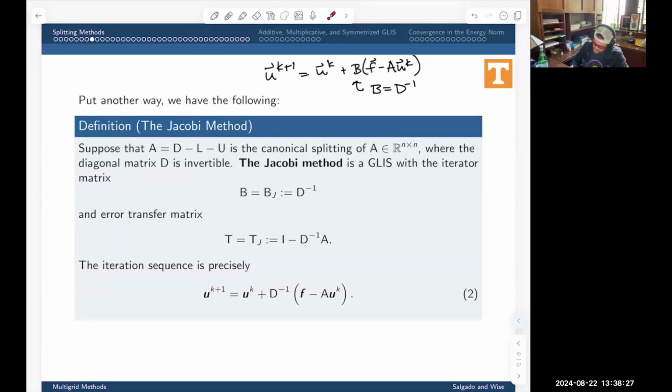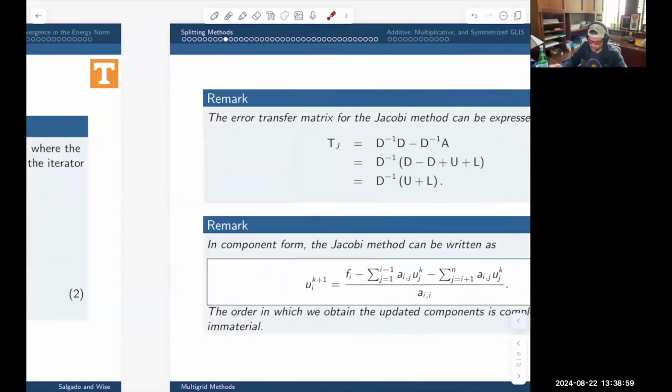And if that's true, then the error transfer matrix is, by definition, I minus B times A, but B is equal to D inverse in this case. So the error transfer matrix is I minus D inverse times A. And so the iteration sequence is precisely just this. In this case, I'm just rewriting what I know: B is equal to D inverse. So it is a general linear iterative scheme. Okay, that's the Jacobi method.